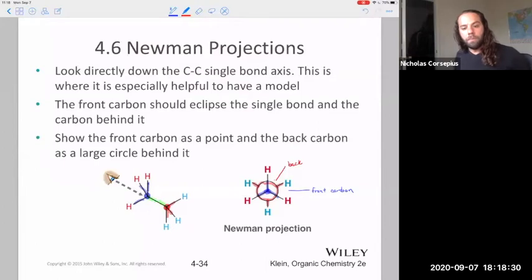Now you can hopefully see how we're going to be using this to talk about single bond rotation. Bonds can rotate, so these hydrogens can rotate relative to one another. I can turn this front wheel right here so that that red hydrogen gets closer to that blue hydrogen.